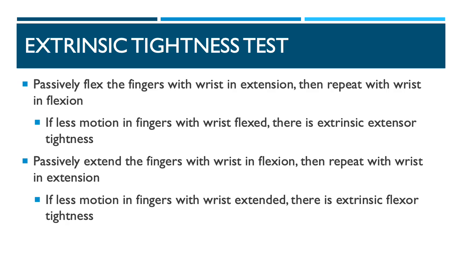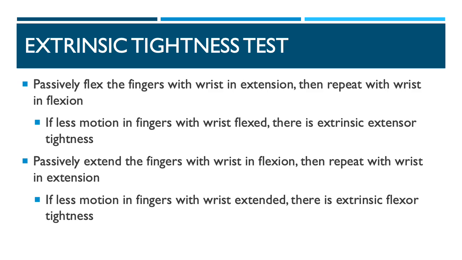To test for extrinsic tightness, so that's the long flexors and extensors of the fingers, passively flex the fingers with the wrist in extension, then repeat with the wrist in flexion. If there's less motion with the fingers and wrist flexed, there is extrinsic extensor tightness.